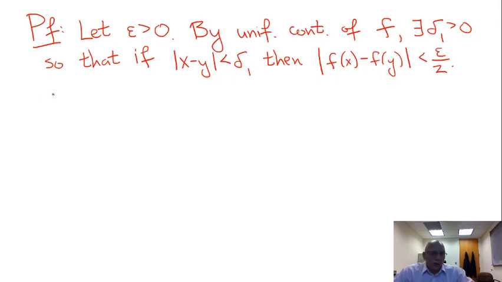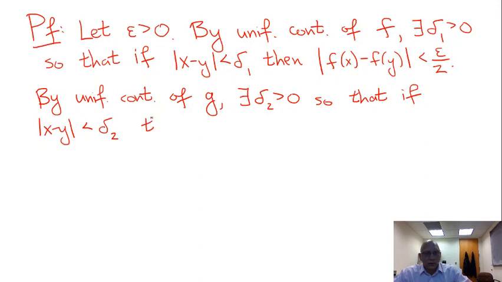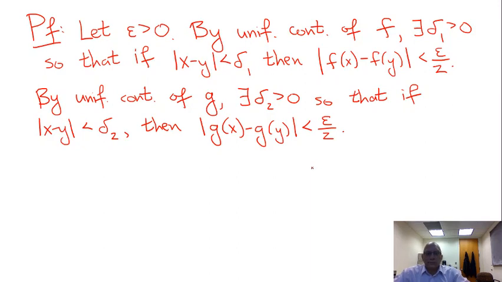Of course we'll do the same thing with g. So by uniform continuity of g, similarly, there exists a delta 2 bigger than 0, so that if |x minus y| is now less than delta 2, then |g of x minus g of y| will be forced to be less than epsilon over 2. In order for both of these to be true, I want both the f inequality and the g inequality to hold. So, as we've done many times before, we'll take delta to be the min of these two values, delta 1 and delta 2.